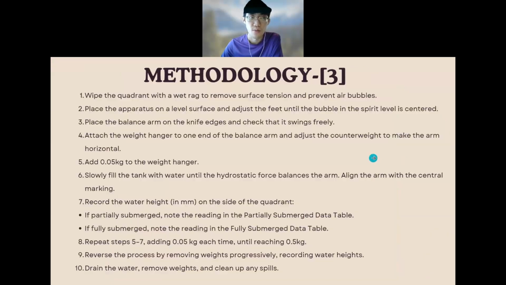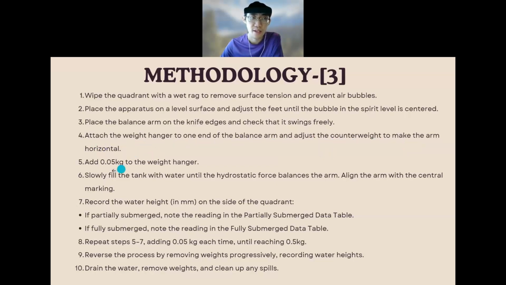So before we start our experiment, we have to wipe the quadrant with a wet cloth to remove the surface tension and prevent the formation of air bubbles. We have to make sure the apparatus is placed on a level surface and adjust the feet until the bubble in the spirit level is centered. We place the knife edge on the balance arm and check whether it can swing freely or not. After that, we attach the weight hanger to one end of the balance arm and adjust the counterweight to make the arm horizontally balanced.